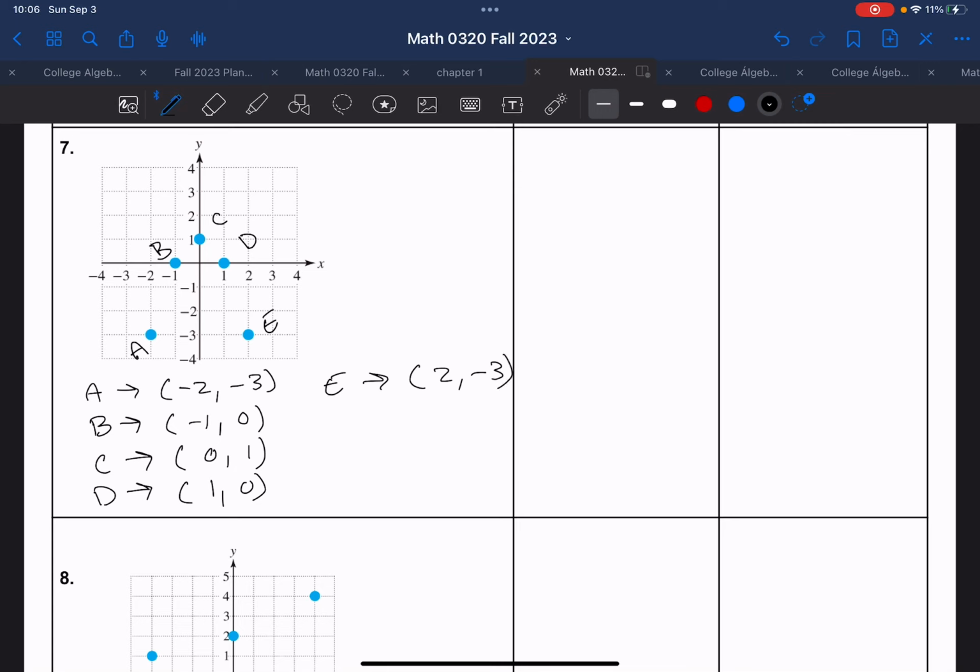Now that I have all of those points, I'm going to go ahead and highlight all my x values, my domain. So I have negative 2, negative 1, 0, 1, 2. None of those numbers are repeating, so that is my domain. So negative 2, negative 1, 0, 1, 2. Now looking at my range, I have negative 3, 0, 1. And then notice that I have that 0 repeated and a negative 3 repeated. So I'm not going to write those. I'm just going to write the first ones that come up. So negative 3, 0, 1.